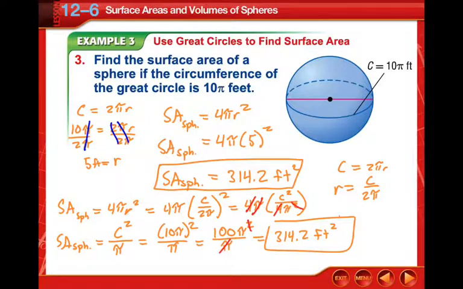So this one seems complicated going that way, but once you have that formula, the circumference of the great circle squared over pi formula, then really it's not that bad. It's just the process of getting what that formula is. Now that we have it, we could use that over and over again as many times as we need.